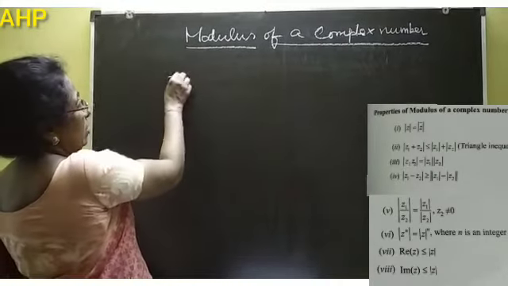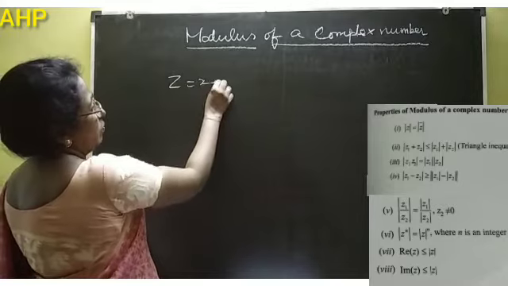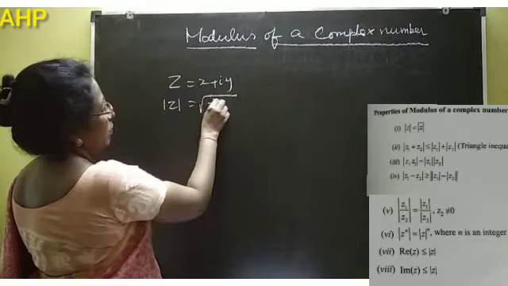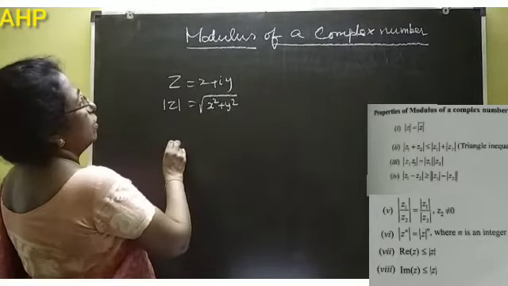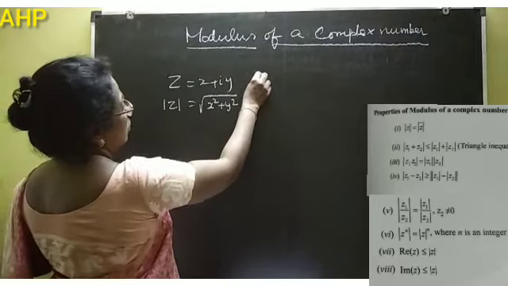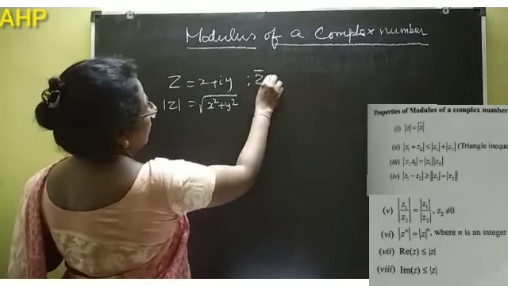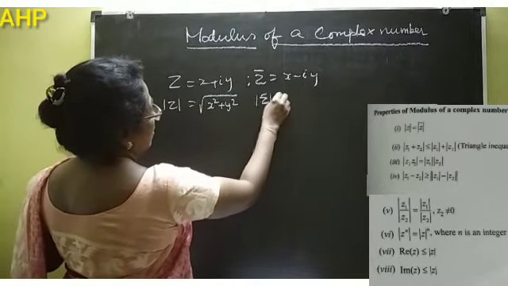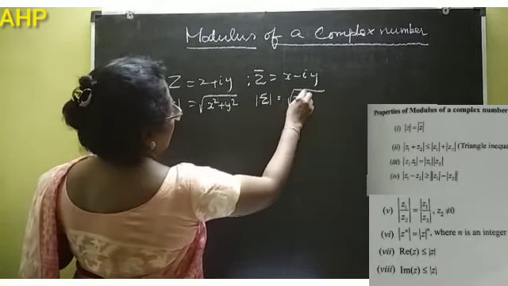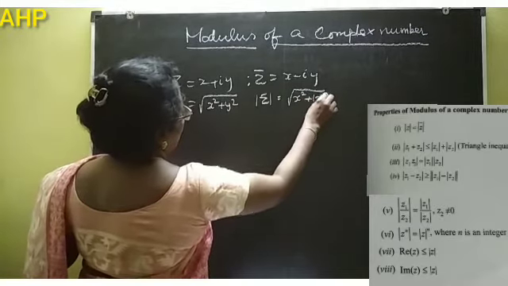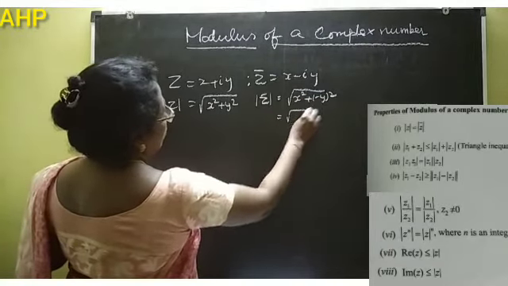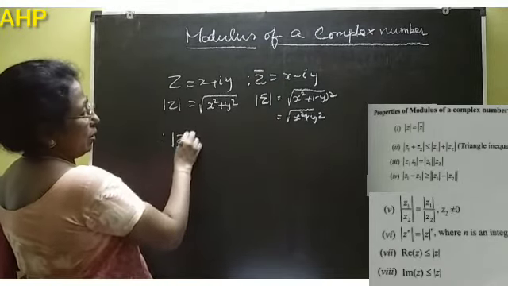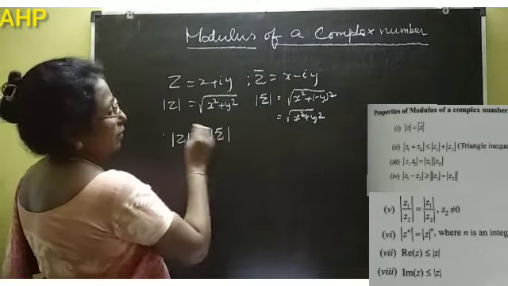Now if z is equal to x plus iy, modulus z is equal to root of x square plus y square. Your z bar, the conjugate of z, is x minus iy. So modulus of z bar is equal to root of x square plus minus y the whole square. This is also equal to root of x square plus y square. Therefore, modulus z is equal to modulus z bar.